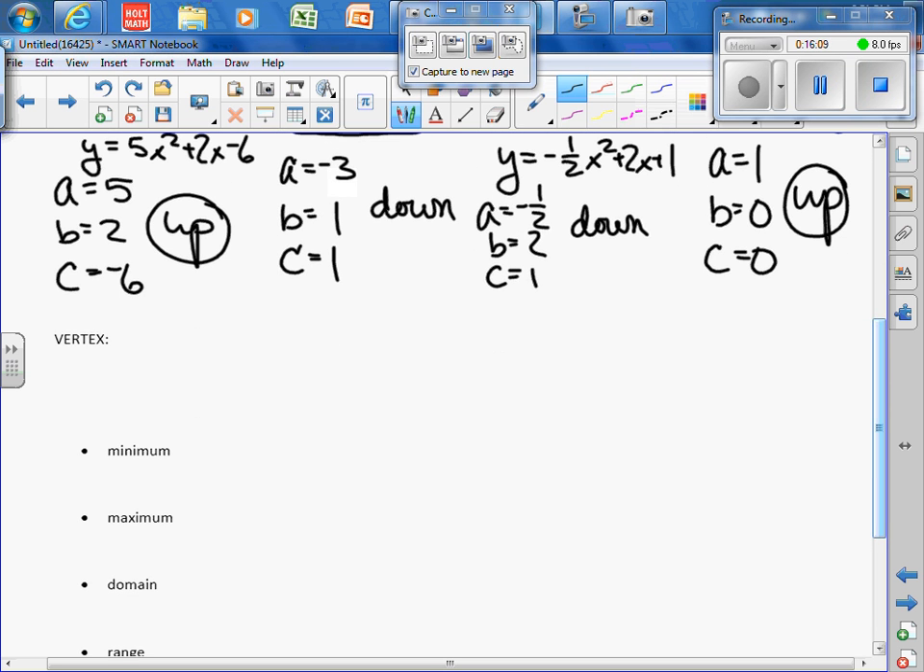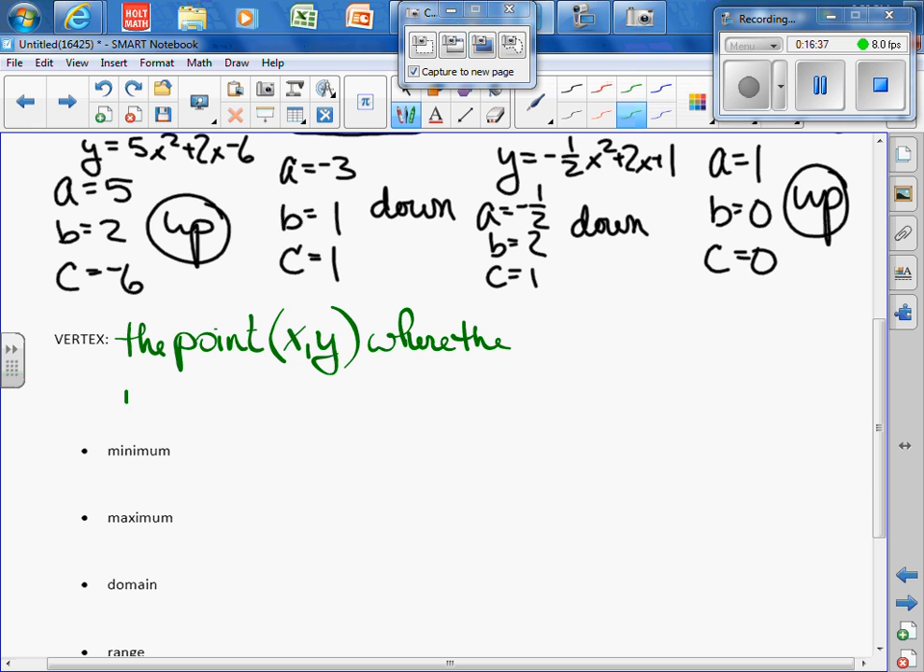All right, a couple definitions that we need to talk about. The vertex. The vertex is the point, and I stress point, because the vertex, when we name it, you're going to need the x and the y. So it's the point where the parabola changes direction.